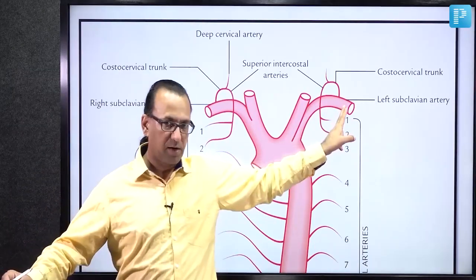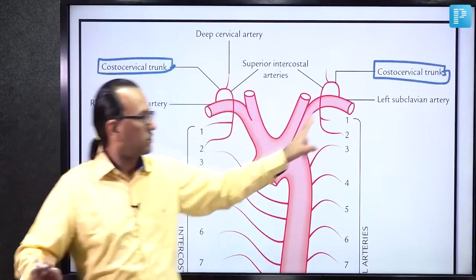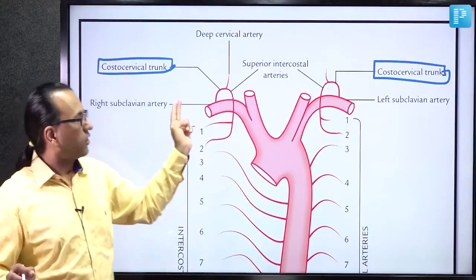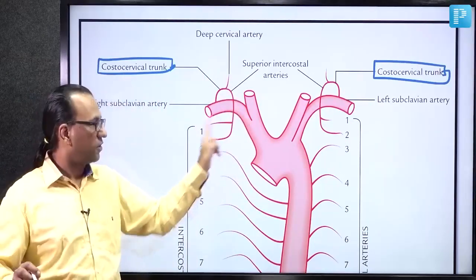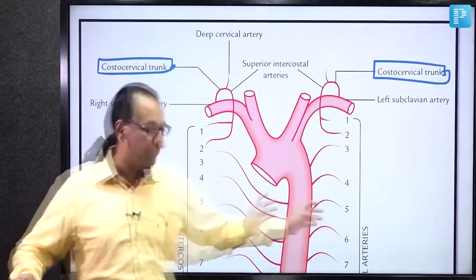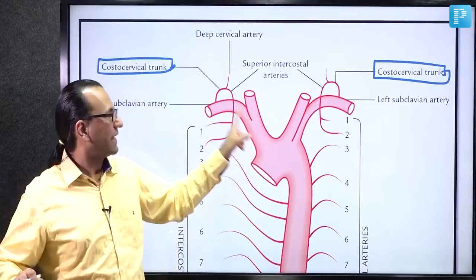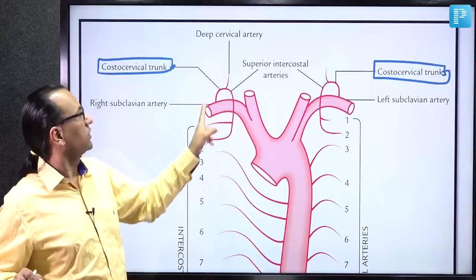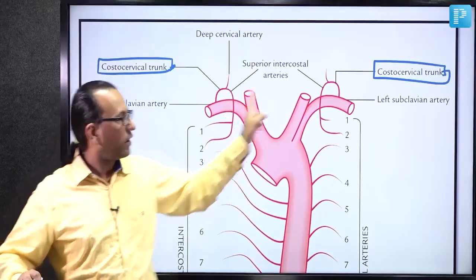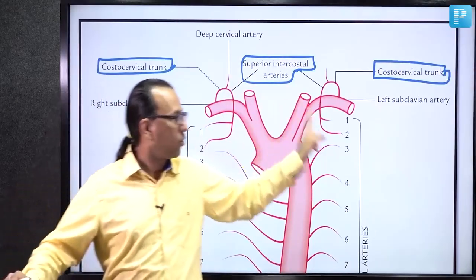Actually, the subclavian artery's second part on either side is giving what is called the costocervical trunk, and that costocervical trunk gives us the first two posterior intercostal arteries on the right side as well as the left side. Otherwise, all the posterior intercostal arteries are coming from the descending thoracic aorta. In fact, the second part of the subclavian artery, under cover of the scalenus anterior muscle, will be giving a branch called the costocervical trunk here, and then it is giving superior intercostal arteries on either side, which will give the posterior intercostal 1 and 2 on each side.